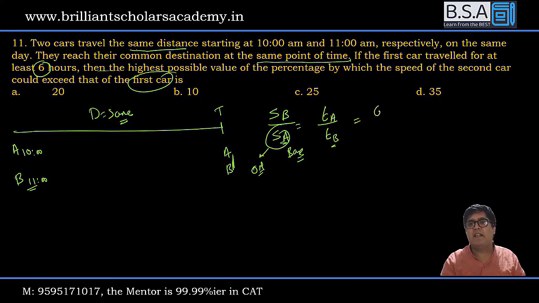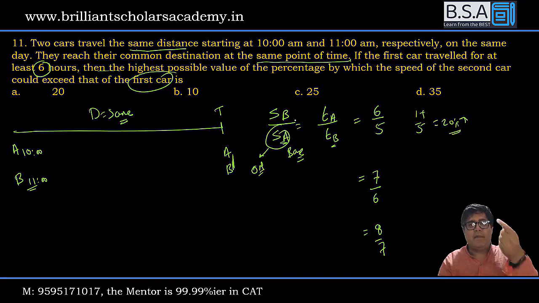So if this is 6, this must be 5. What other possibilities? If this is 7, this must be 6. If this is 8, this must be 7. Must be 1 hour's gap. So here what is the percentage increase? 1 increase on 5 is 20%. The upper car B is 20% faster.